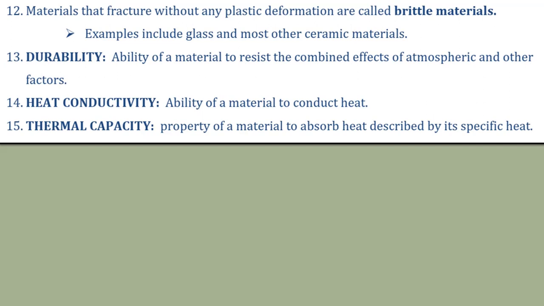Durability is the ability to resist the combined effect of atmospheric and other factors. Heat conductivity is the ability of a material to conduct heat. Thermal capacity is the property of a material to absorb heat, described by its specific heat. Thermal conductivity and heat capacity are different.